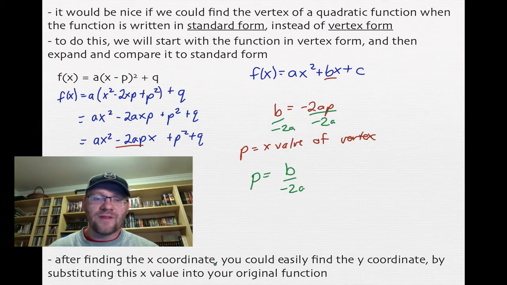So after finding the x-coordinate, you could easily find the y-coordinate by substituting this x value in, so whatever b divided by negative 2a is, into our original function, and that's how you would find the y value of your vertex.